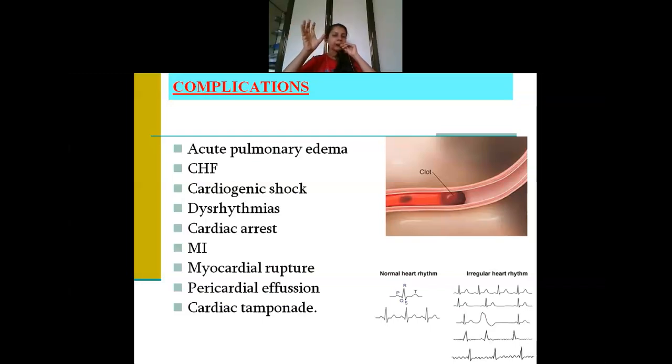Sometimes there can be rupture of the myocardium. Commonly, abnormal accumulation of fluid can occur in the pericardial sac, which is called pericardial effusion or cardiac tamponade. Then there can be dislodgement of the clot or the thrombus, and that may cause arrhythmias, cardiogenic shock, heart failure and acute pulmonary edema.